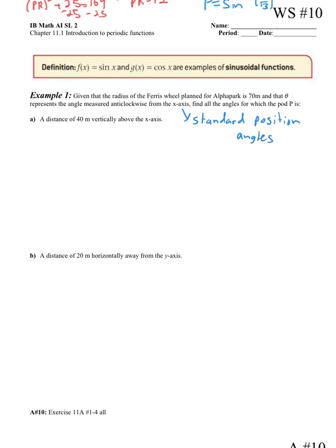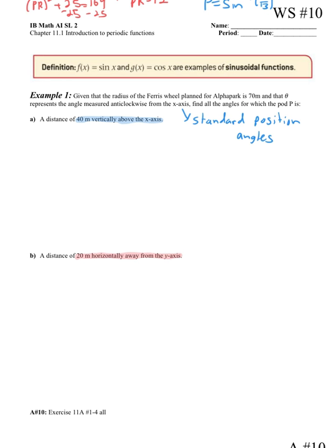And it says anti-clockwise, which is the same as counterclockwise. Find all the angles for which the pod P is, and it's going to ask us to do two things. First, when it's a distance of 40 meters vertically above the x-axis, and second, when it's a distance of 20 meters horizontally away from the y-axis. So first thing I want to do for this type of problem is go ahead and sketch my Ferris wheel. This is where we were practicing on Monday with circle problems. I can just go ahead and sketch the wheel real quick.